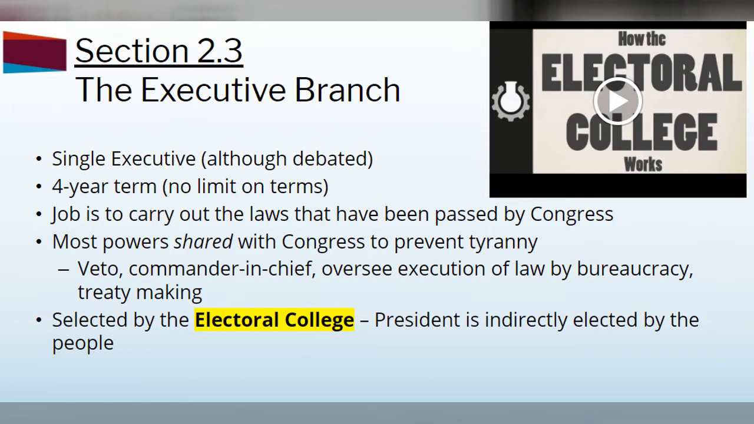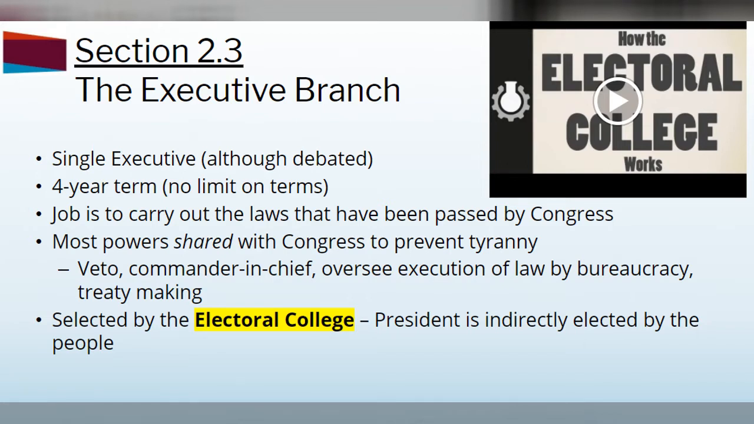Originally in the Constitution, there were no term limits. So the president would be elected, they would serve for 4 years, and they would be up for re-election. They could run again, or they could choose to resign. The job of the president was to carry out the laws that had been passed by Congress. However, most of their powers are shared with Congress in order to prevent tyranny, so that again, no one would have all of the power.